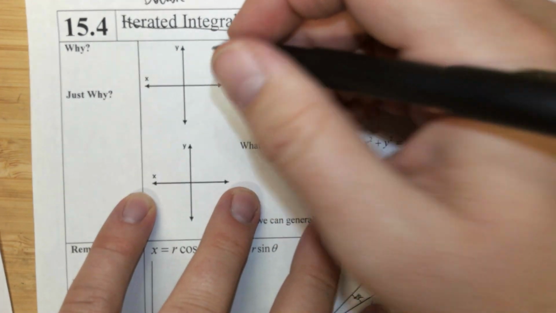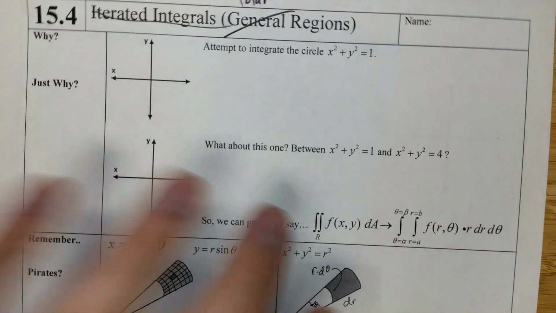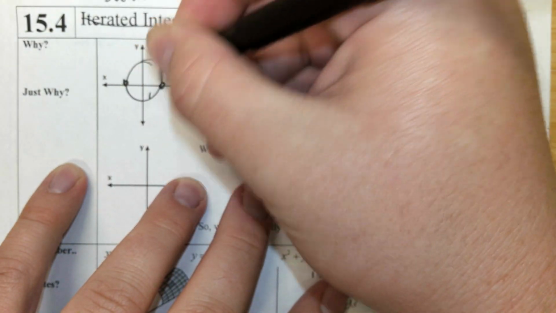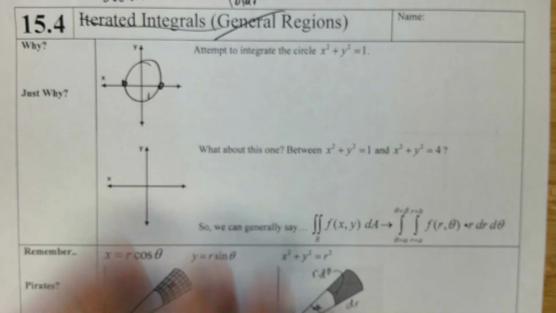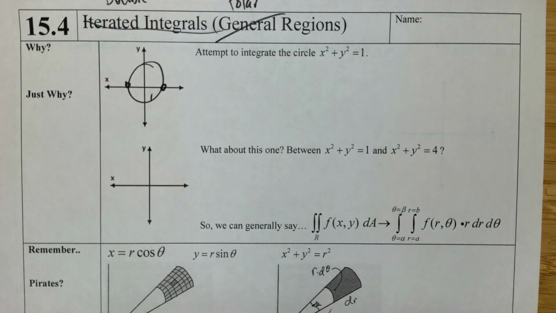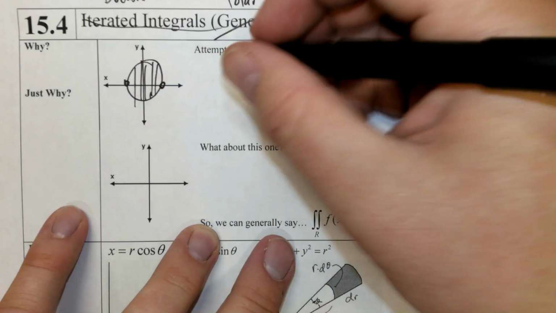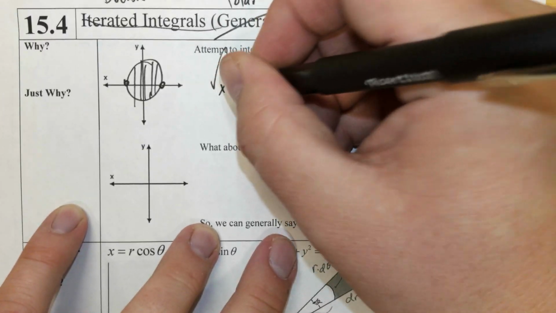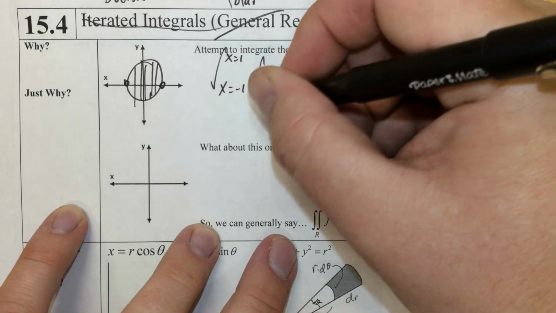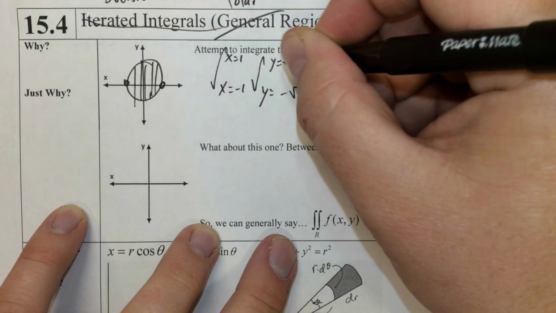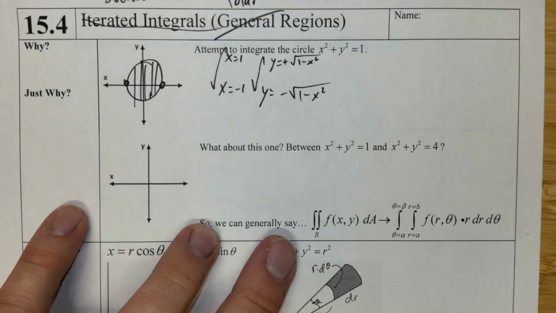Okay, let's look at this beauty right here. Like, if I tried to integrate just a circle, right? Do I go dy vertically? Do I go dx horizontally? Not really. In this case, I could do either, but let's say I go dy. So x is going to be from -1 to +1, and y is going to be from here to here.